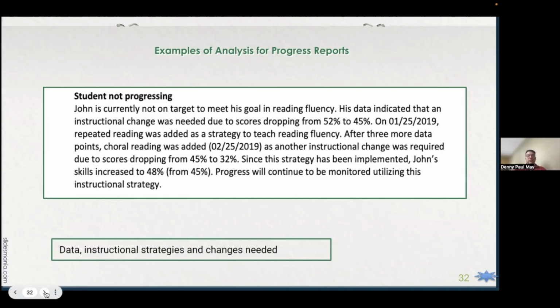Another instructional change was required due to scores dropping from 45 to 32. Since this strategy has been implemented, John's skills increased to 48 from 45. Progress will continue to be monitored utilizing this instructional strategy. So that's one, is students not progressing, but we're making instructional changes and we're starting to see him trend back in the right direction.